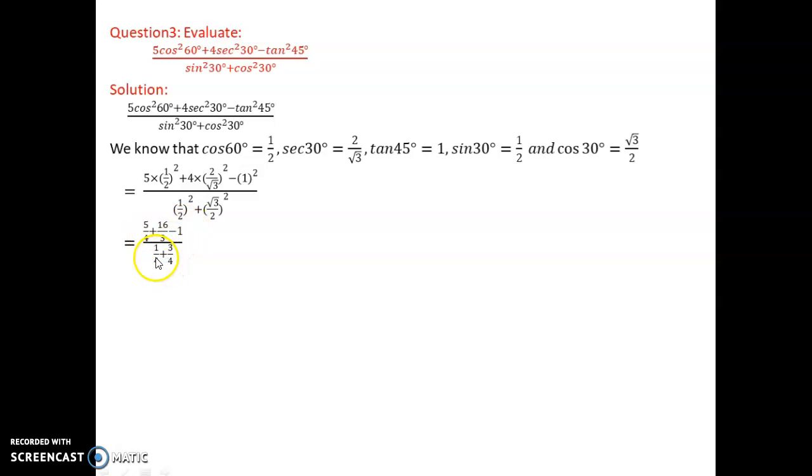Okay, now in the denominator we have like fractions. We simply add the numerators. 3 plus 1 will be 4, 4 by 4 will be 1. Here in the numerator they are unlike fractions, so we take out the LCM. The LCM of 4 and 3 will be 12, and 3 will multiply with 5 to give 15, and 16 will multiply with 4, that will be 64. 15 plus 64 will be 79 by 12 minus 1, and here 4 by 4 will be 1. On taking out the LCM, 79 minus 12 by 12, that will be 67 by 12. So the value of this trigonometric expression will be 67 by 12.